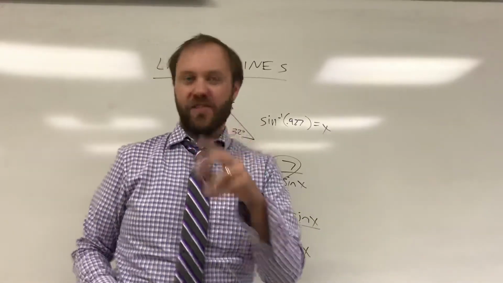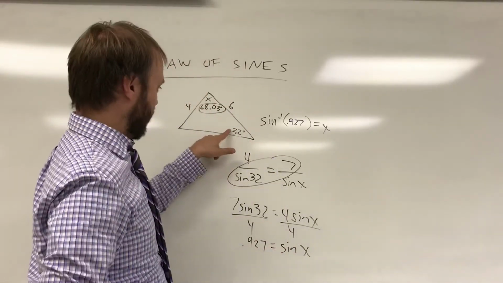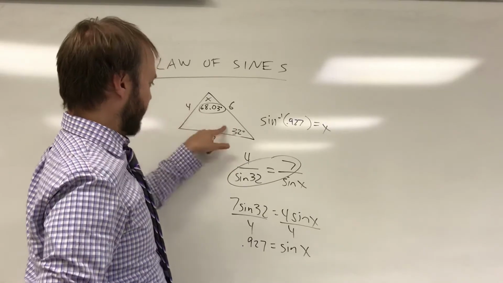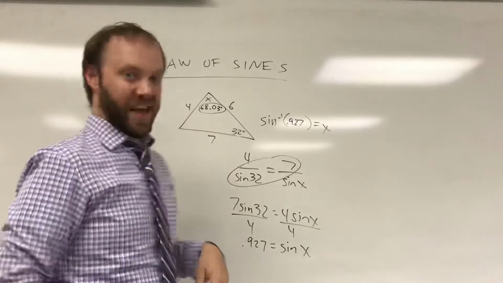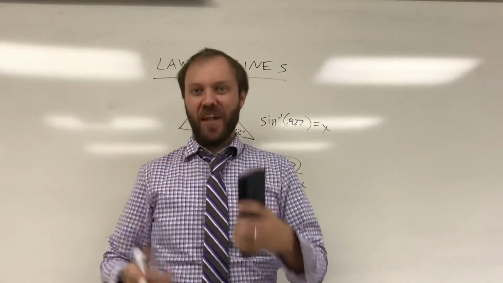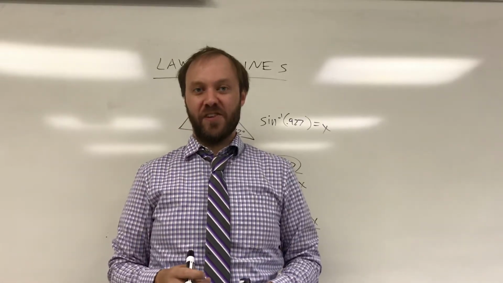And again, if you look at the numbers in the problem, you should be able to kind of see if everything looks right in relationship to each other. 32 is smaller than a 68 degree angle. It's opposite a side length of 4. 68 is a bigger angle. It's opposite a bigger side. So in general, the numbers all seem like things that would make sense for this particular situation.